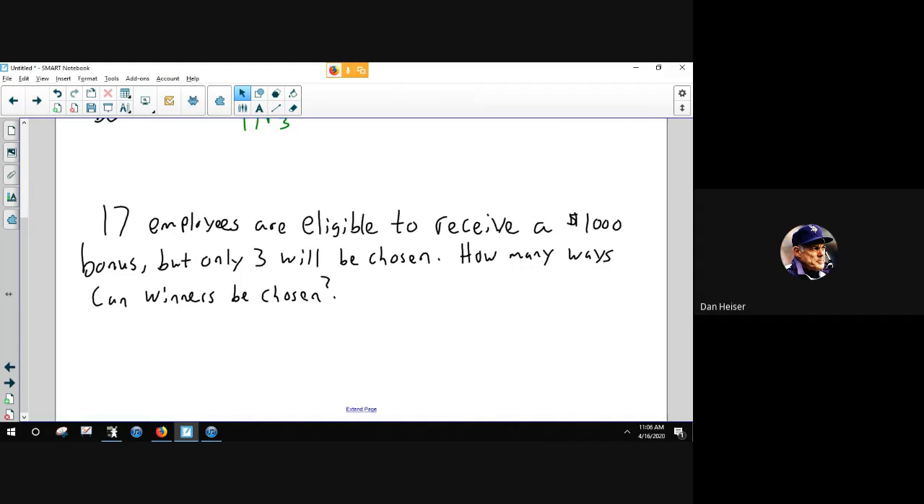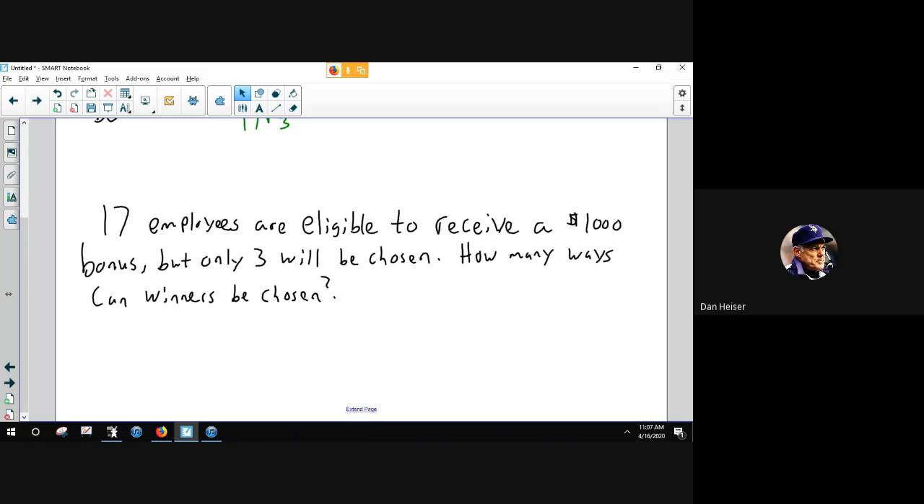We have 17 employees in a particular company who are eligible to receive a $1,000 bonus, but only 3 of them are going to be chosen, and we assume they are chosen at random. How many ways can the winners be chosen?